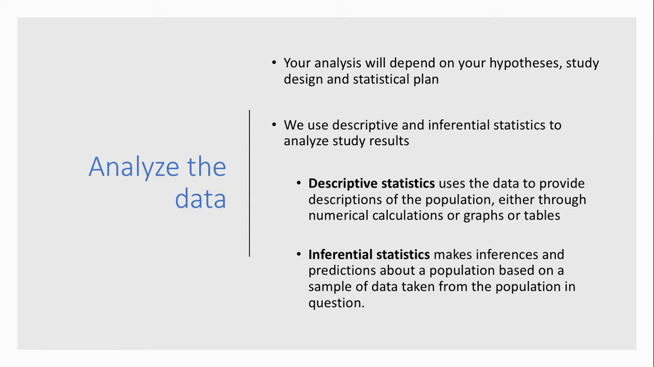Descriptive is just what it means. We're describing the population, or really our sample, and making inferences of the population later on with inferential statistics. But we're really describing the data using various calculations, graphs, or figures. For example, we may use descriptive statistics, or we're just describing the frequency of age groups or the mean age group. And then the inferential statistics is where we're making inferences and predictions about a population based on the sample of data that was taken from the population in question.